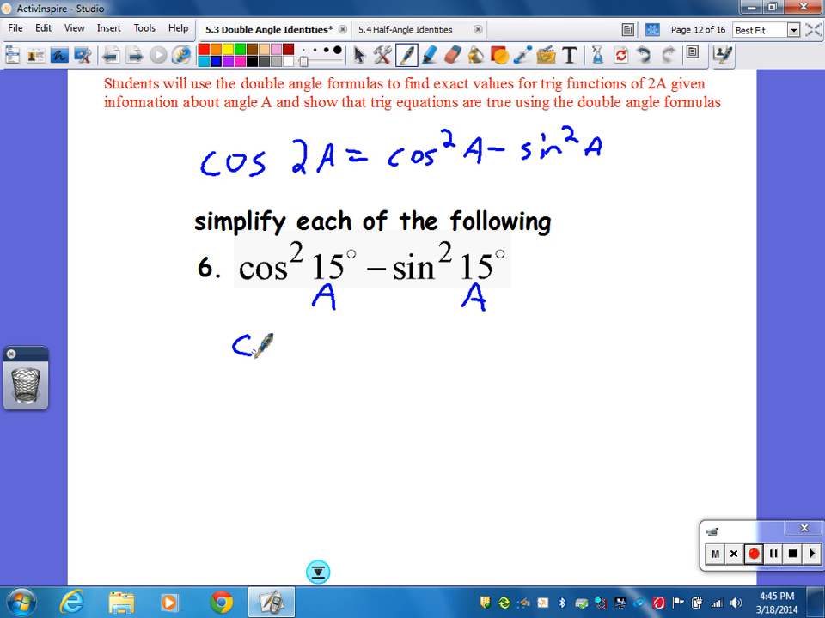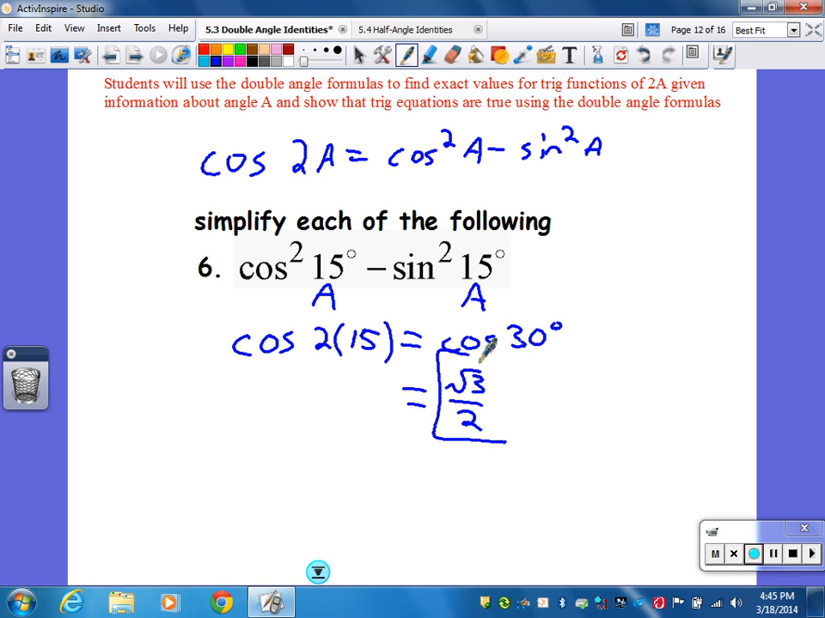So we have cosine 2 times 15 is equal to cosine of 30 degrees, which is equal to what? The square root of 3 over 2. Be thinking coordinates on the unit circle.